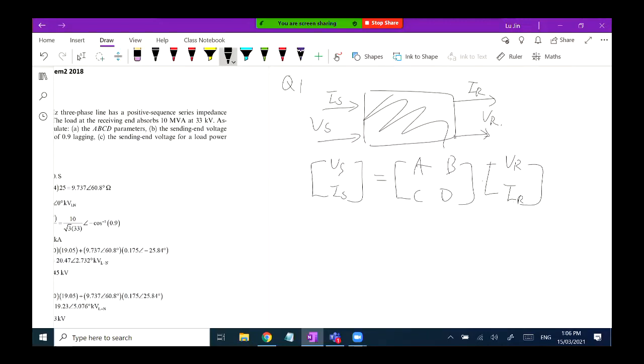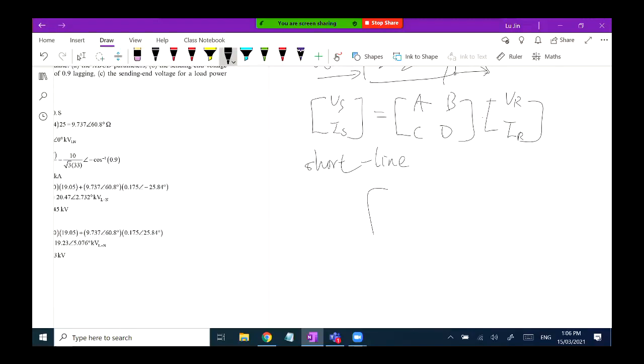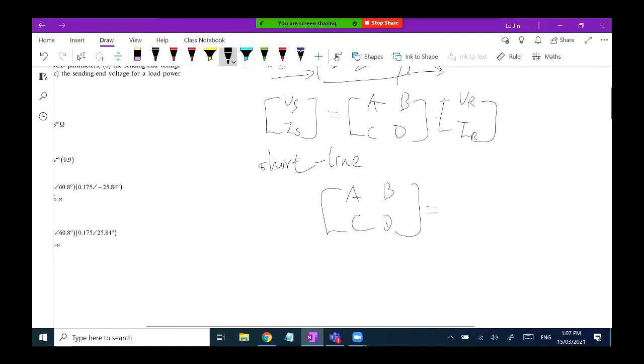So this is just the ABCD model we used. But regarding different transmission line models, the A, B, C, D values will be different. For this question, because we are supposed to use the short transmission line model, these A, B, C, D items should be very simple. Can you recall what the elements should be?